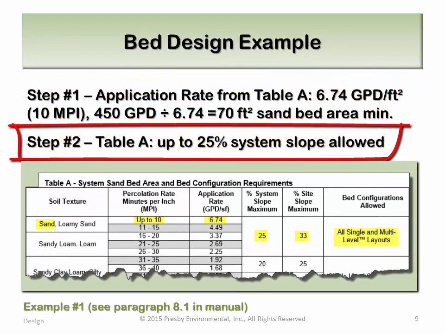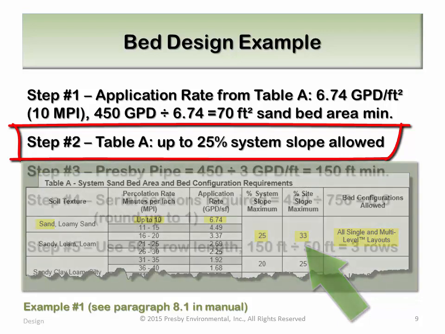For Step 2, we use Table A to verify the maximum system and terrain slopes for our loading rate. In this example, Table A will allow our bed to slope as much as 25% and be placed on terrain that slopes up to 33%. Our system and terrain slopes of 10% for this example are well within these limits.